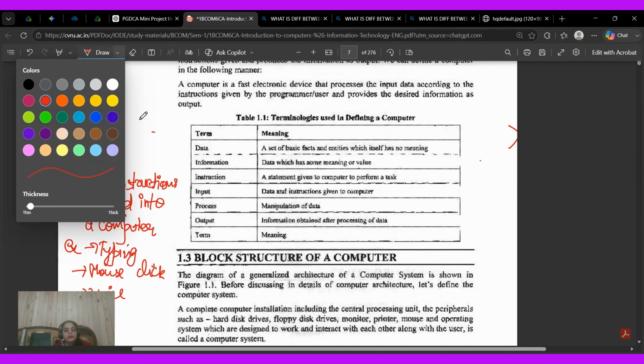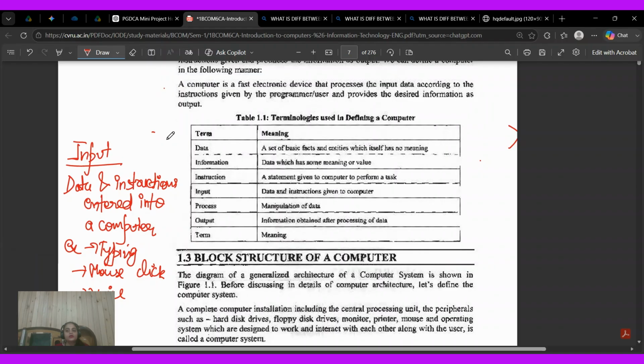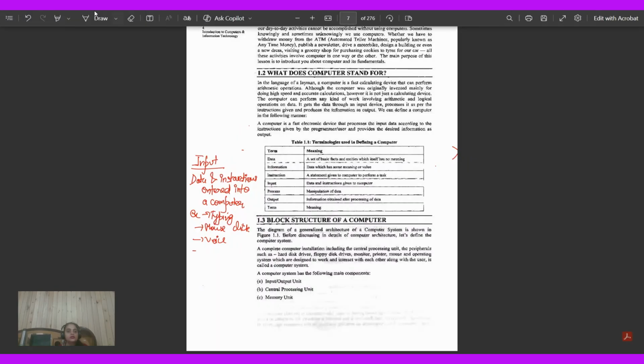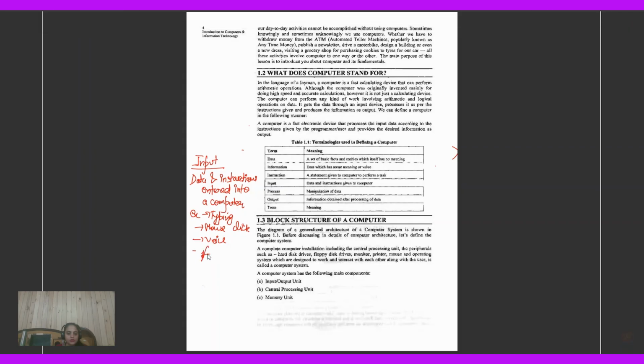Let me change some colors if I can. Okay, it's fine. Okay, so yes, typing, voice, then fingerprint. Yes, fingerprint. Okay.